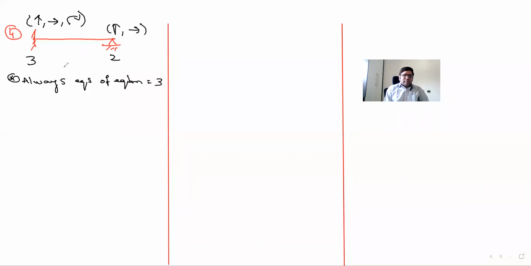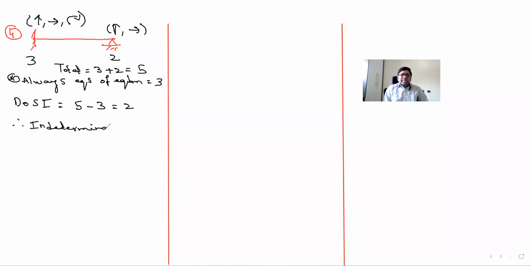So the total is equal to how much? 3 plus 2, that is equal to 5. So degree of static indeterminacy is equal to 5 minus 3, that is equal to 2. Therefore, indeterminate to second degree. Over. Very good. All of you are correct.